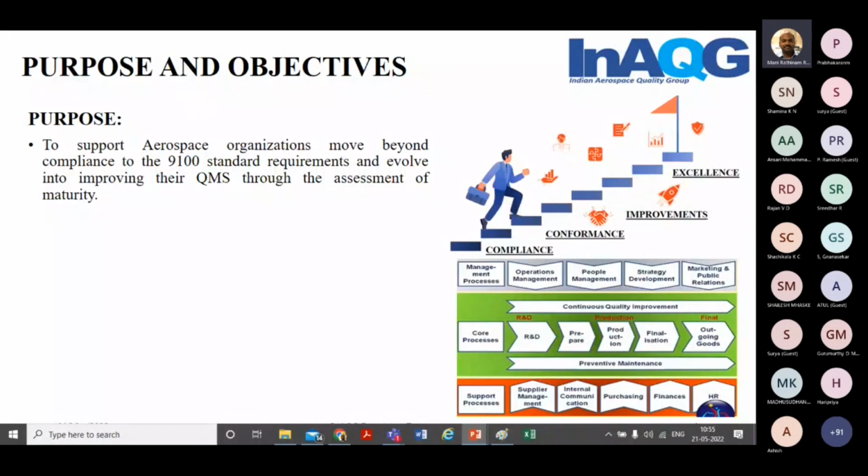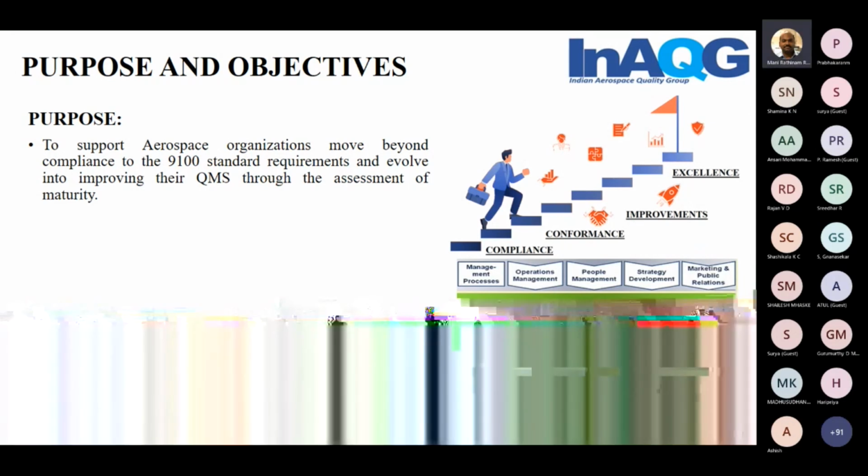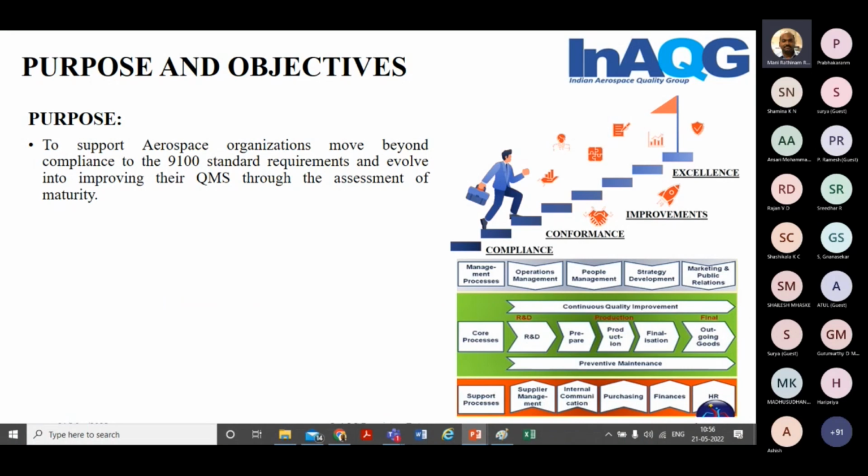So the purpose is that our aerospace organizations should move beyond compliance to 9100 standards and improve their QMSs through the assessment of maturity levels. So that from a compliance and conformance perspective, the organizations will move to an improvement and excellence perspective.